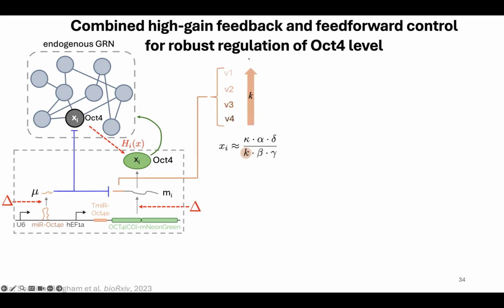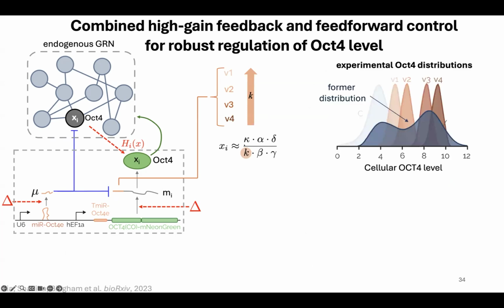So we therefore had 4 controller variants with different levels of this affinity, which is changing the set point value. And these are the experimental OCT4 distributions that we obtained. These orange ones are for the 4 variants. And as you can see, compared to what we wanted for type 3 colonies, the V4 version is the one that best captures what we think the best value of OCT4 is.